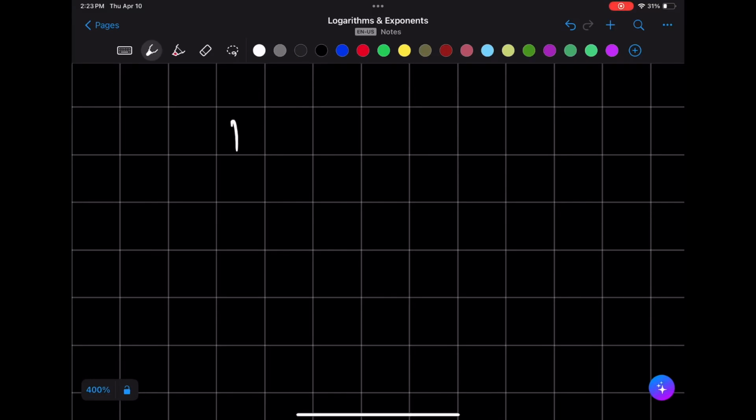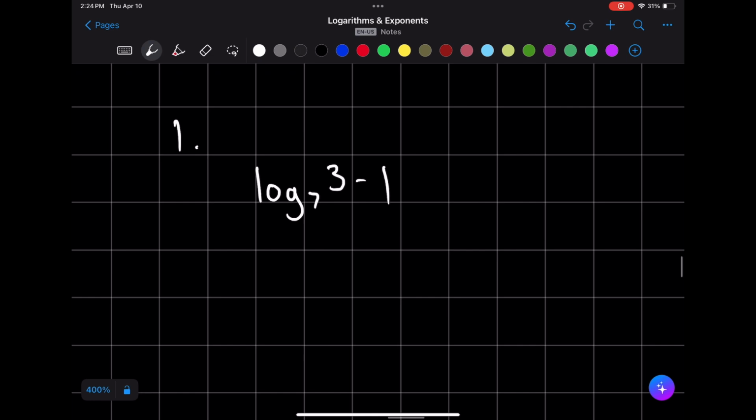Okay, so let's just look at some examples and I'll explain the rules as we go along. Let's start first with log base 7 of 3 minus log base 7 of 5. Right away, I noticed that both of the logs have the same base, which is what allows us to do any of this simplifying in the first place.